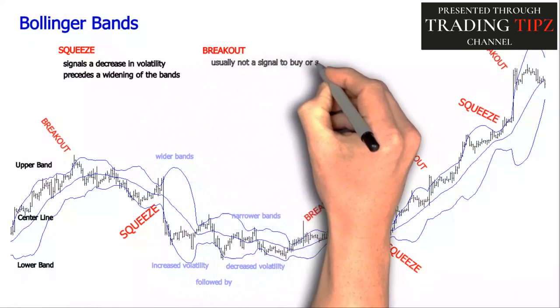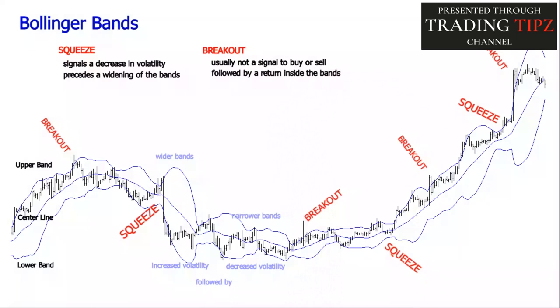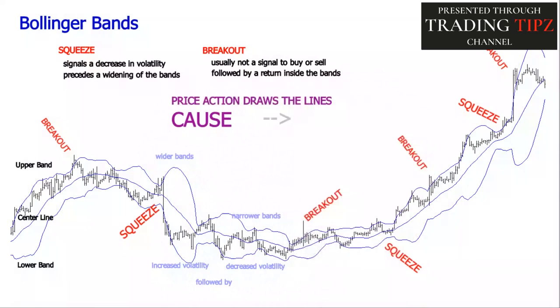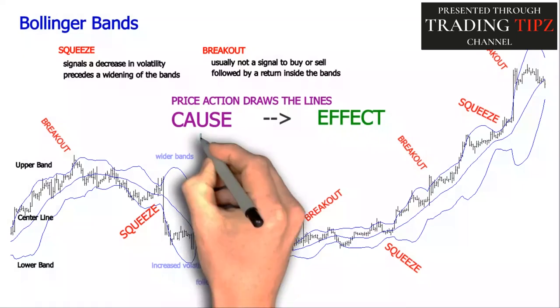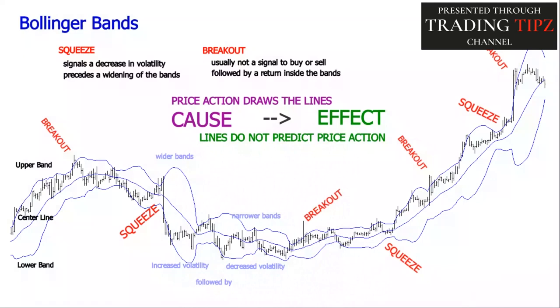Because the Bollinger Bands technical indicator is based on a simple moving average, it is also a lagging indicator. By the time a squeeze or a breakout is observed on a chart, the price evolution that determined the plotting has already produced the effect which we observe. That's why it's important to distinguish between the cause and the effect and trade accordingly.